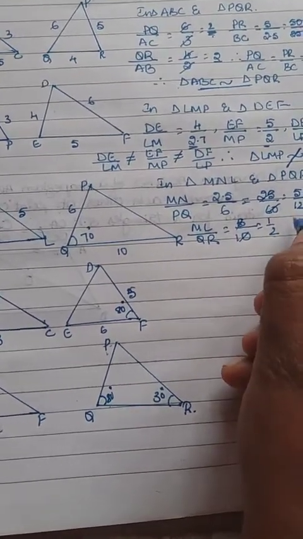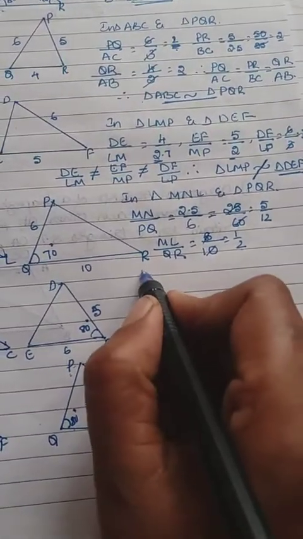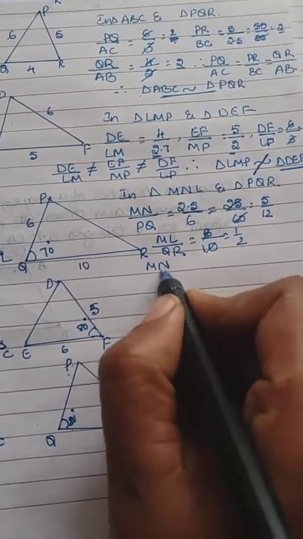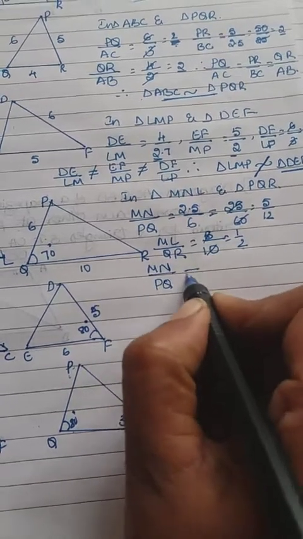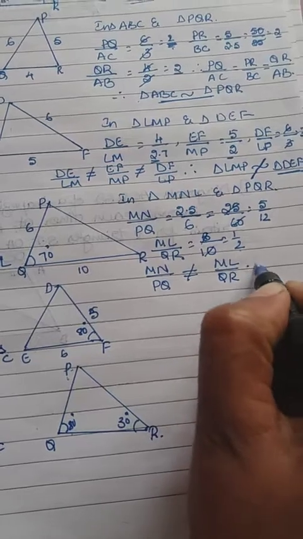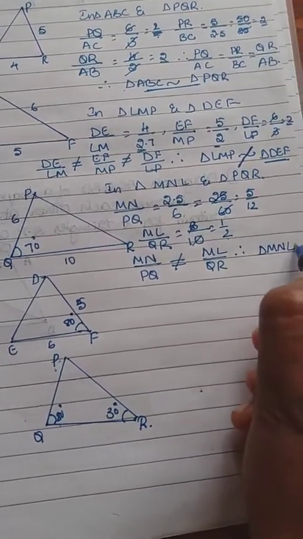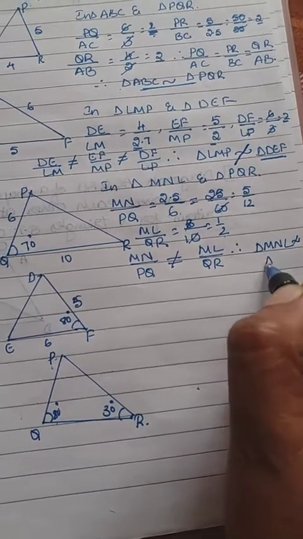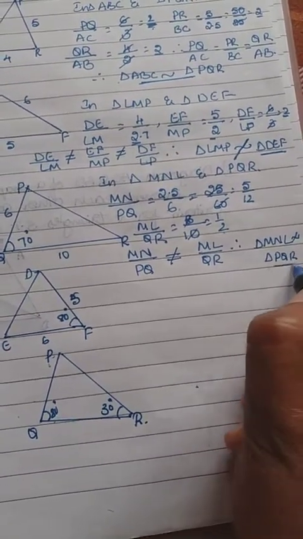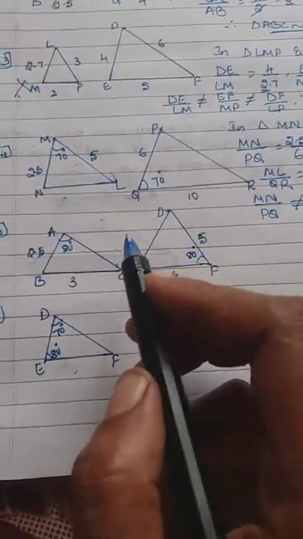Here, in these two cases, we get that it is not similar, so we can prove that MN divided by PQ is not equal to ML divided by QR. Therefore we can say triangle MNL is not similar to triangle PQR. Clear? Okay, next we have to move to the fifth one.